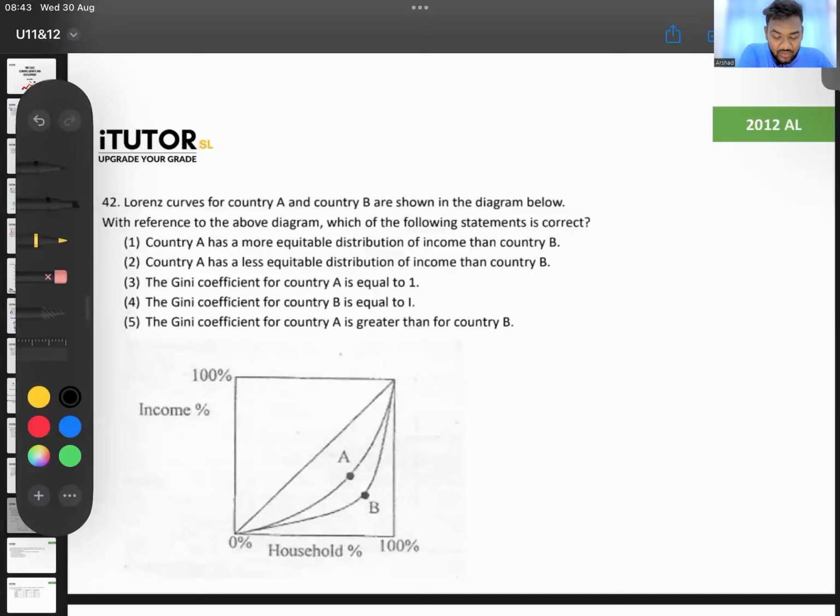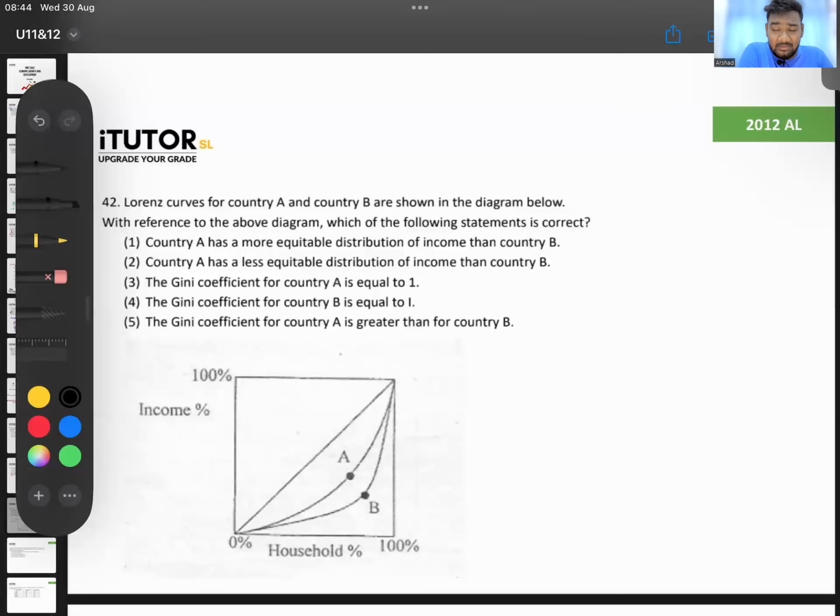Lorenz curve for country A and B are shown in the diagram below. Yes, the Lorenz curve is not there in the past paper PDF I sent you. Small typing mistake on my end. This is the Lorenz curve. So with reference to the above diagram, which of the following statements is correct of country A and B?